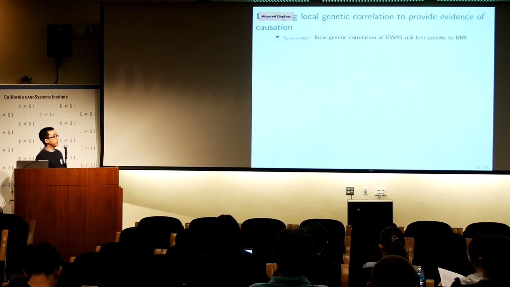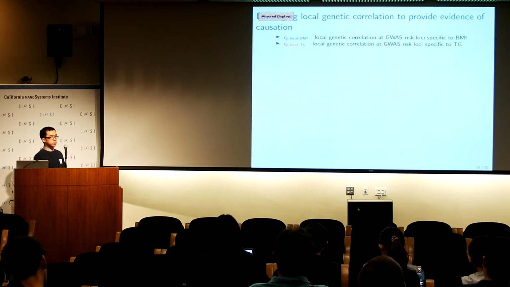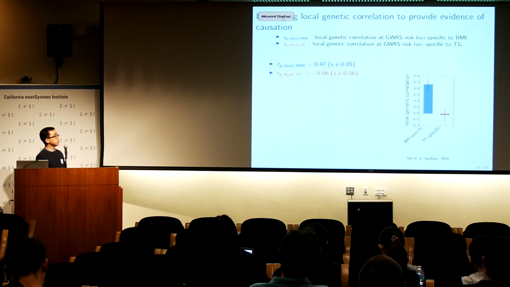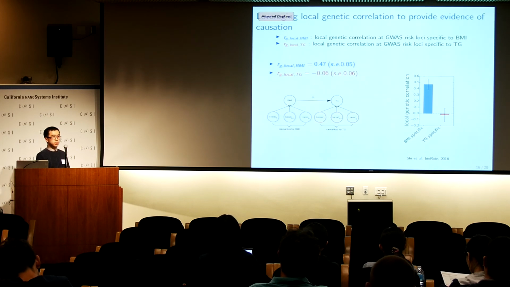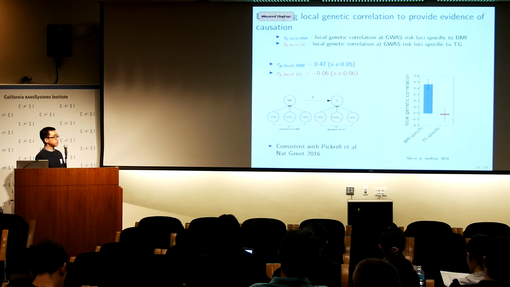So we went ahead and evaluated the local genetic correlation at causal loci for body mass index, as well as the local genetic correlation at the causal loci for triglyceride. And we see that the local genetic correlation at body mass index loci is much larger than the local genetic correlation at loci for triglyceride, which is consistent with the model that body mass index causally increases the level of triglyceride. And we know that this result is consistent with the result reached by previous work.